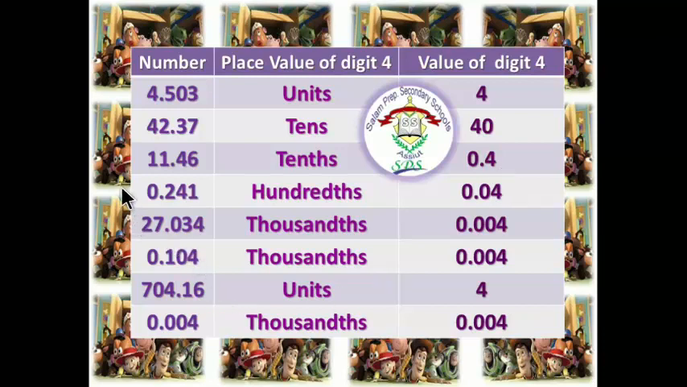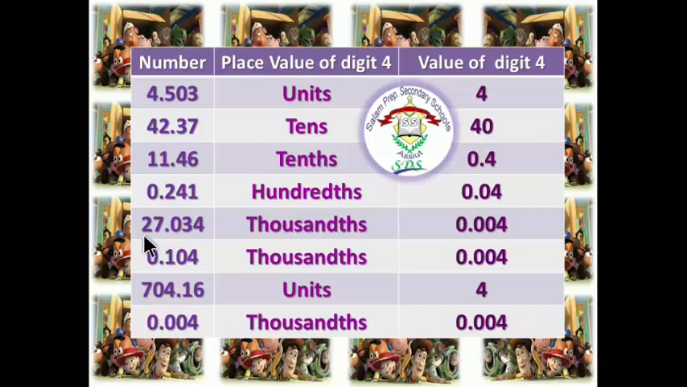The next number, 241 thousandths. Digit 4 in the second place in decimal part. The second place in decimal part is hundredths. 4 in hundredths place value. The value of digit 4 in hundredths is 4 hundredths, 0.04.